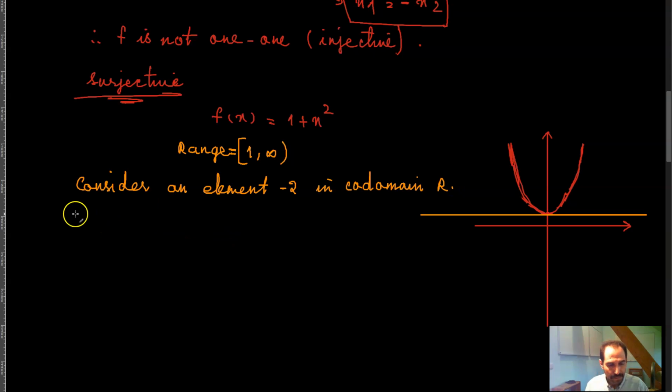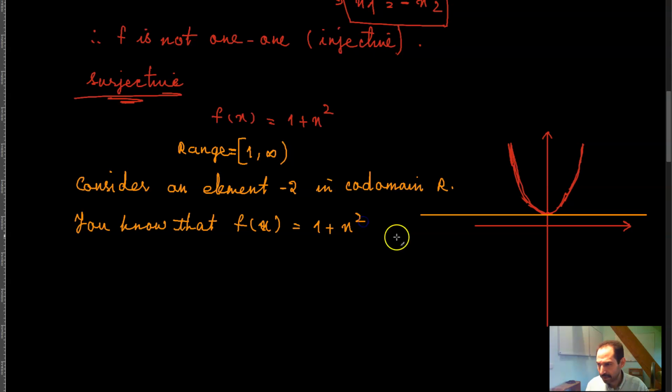Now you know that f of x is equal to 1 plus x squared is positive for all possible values of x.